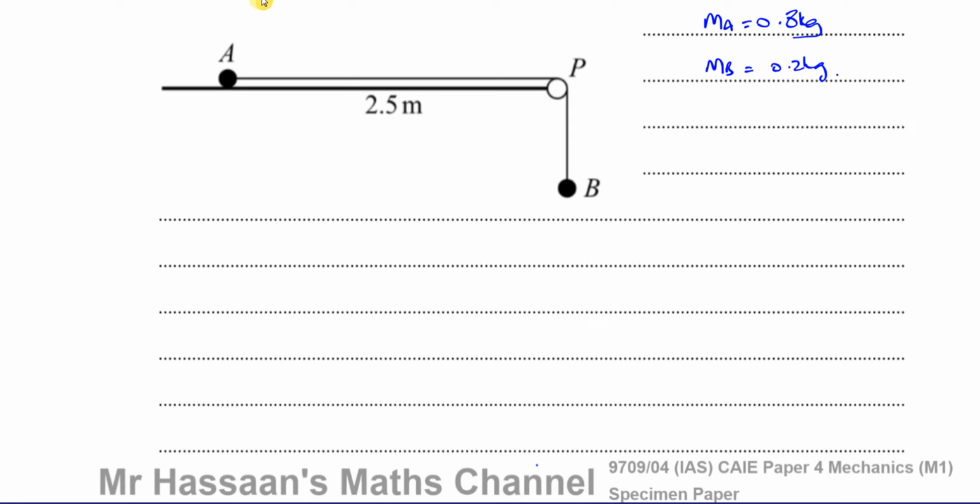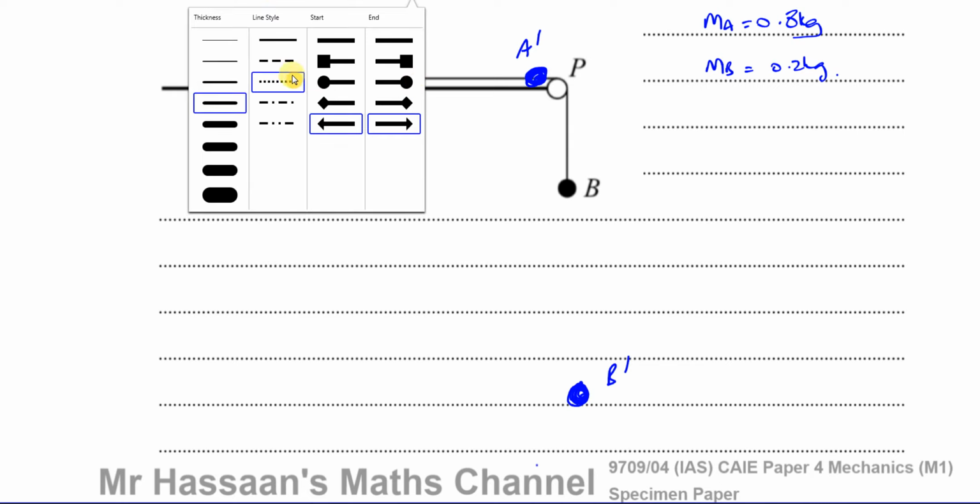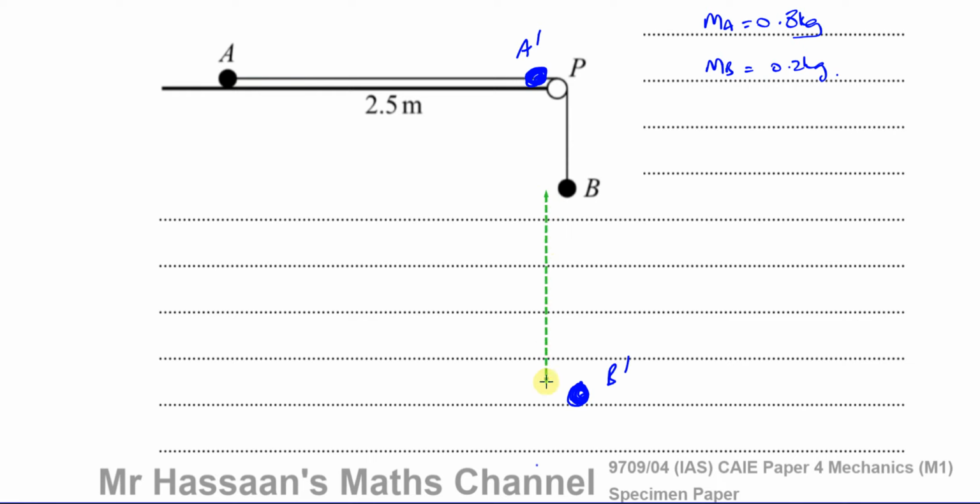So we can see what's going to happen to B as A moves from here to here. A will end up over here at the pulley, and B will end up down here somewhere. Let's draw it over here. B will end up over here at the end, and it's going to drop the same distance that A will be moving, 2.5 meters.